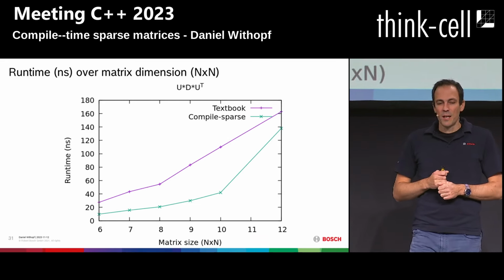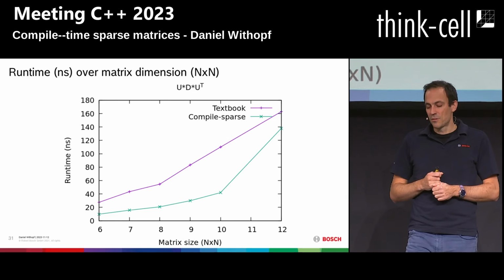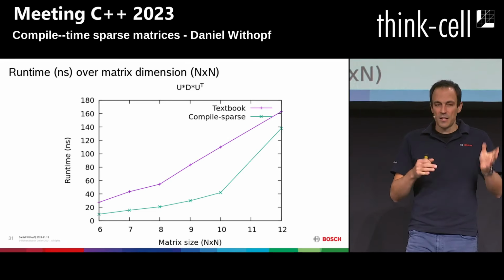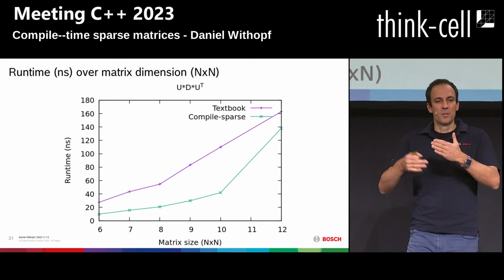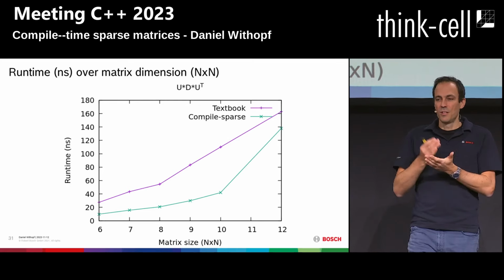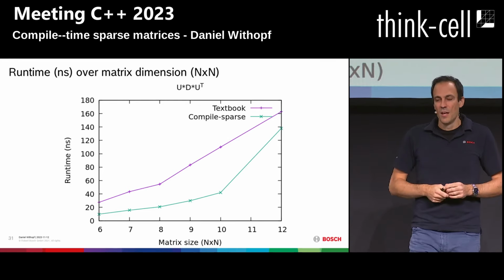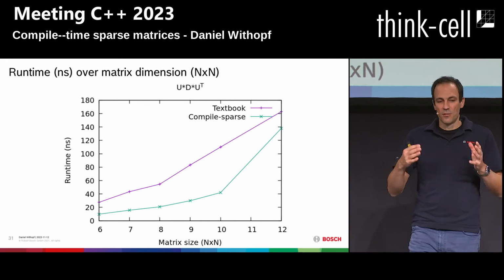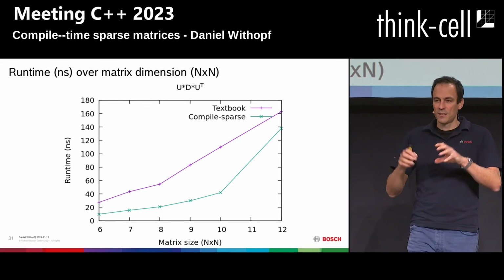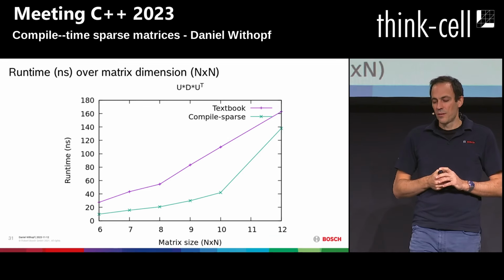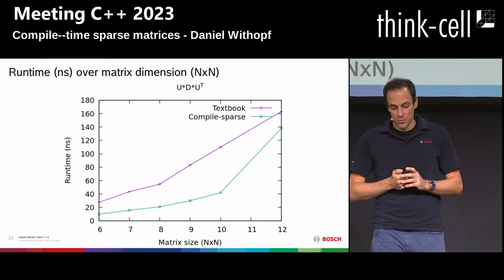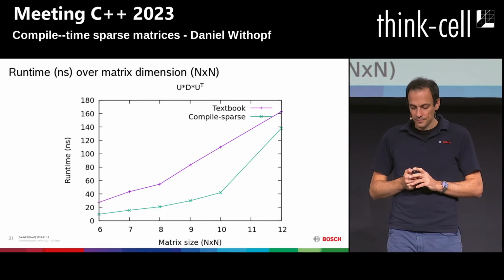So you might ask why this is the case. I presume it's mostly because the classical textbook algorithms still have runtime loops and iterations, so the compiler doesn't really see all the offsets of your entries. And with my approach, all the offsets are known at compile time, so the compiler really knows where exactly it's accessing memory, and I think this quite often can improve runtime significantly.